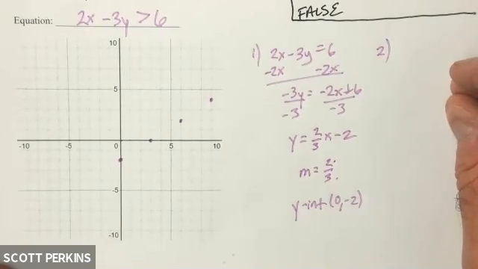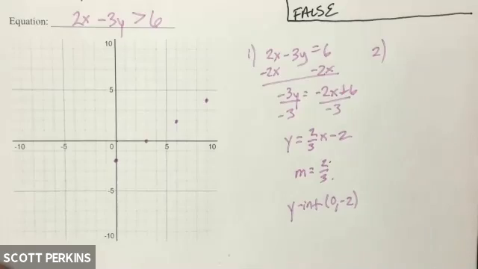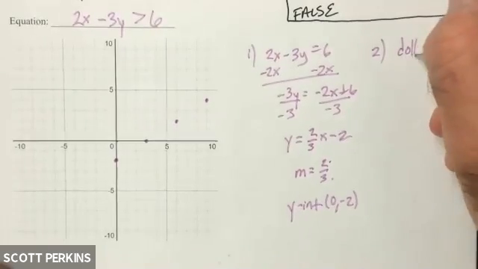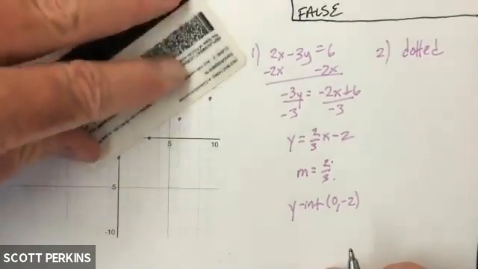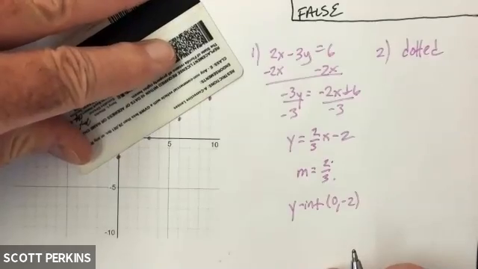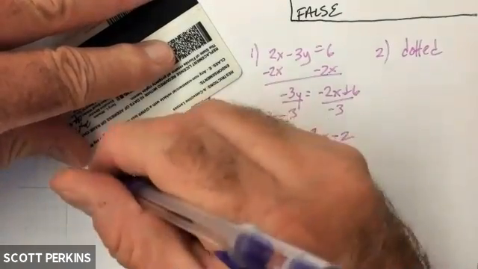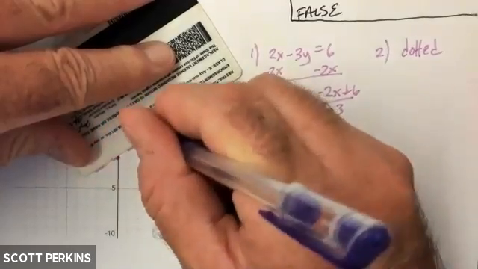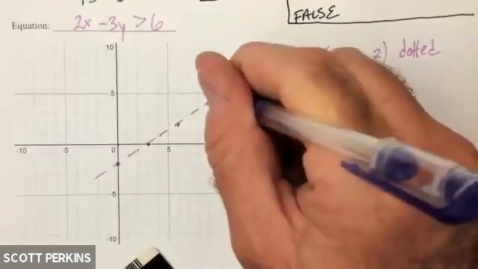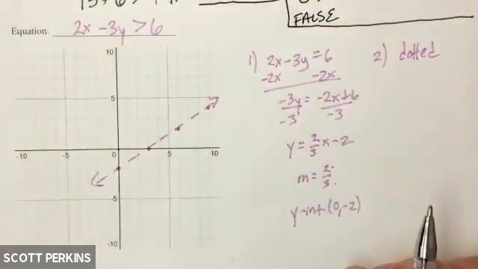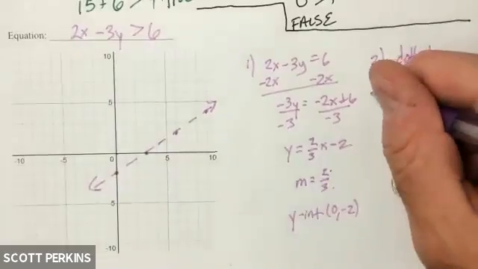Do I connect these dots with a solid or a dotted line? This time I do dotted because there's no equal sign on that. So I'm going to connect them with a dotted line. And there it is. And then the last thing you have to do is shade.